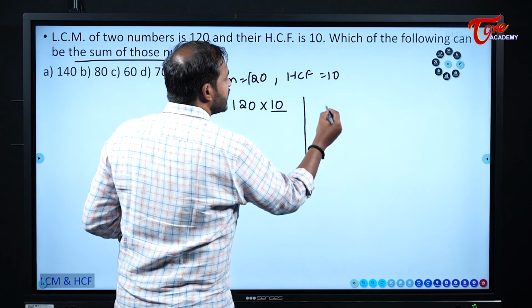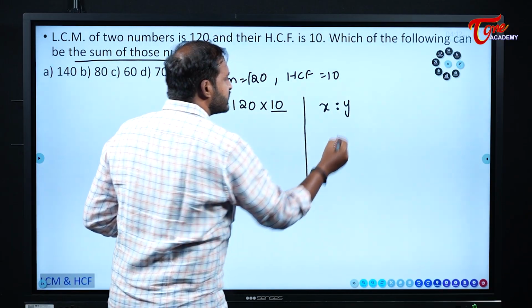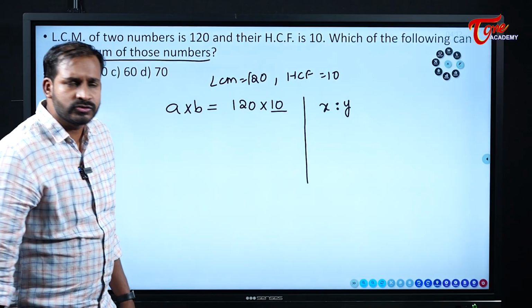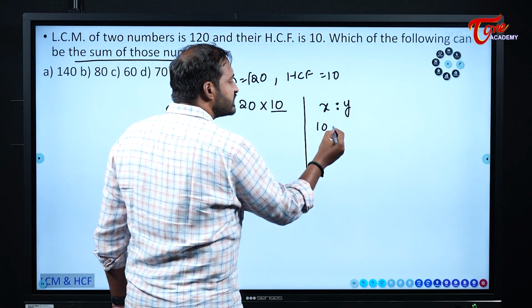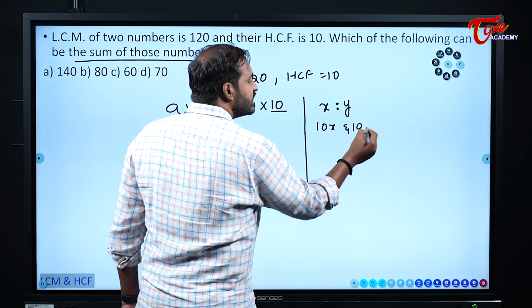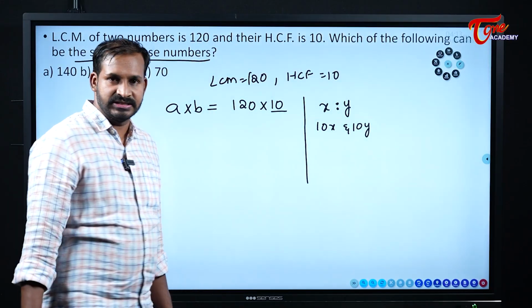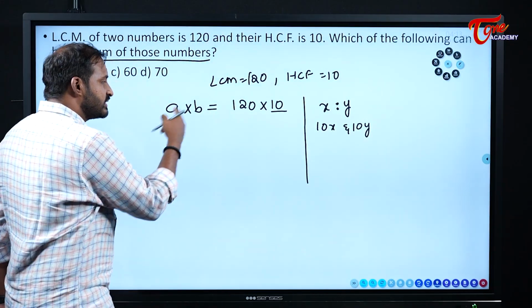Okay, for your better understanding, I will take the two numbers in the ratio of x is to y. Then what about those two numbers? I can take those two numbers as 10x and 10y, right? The reason is their HCF is 10, which is given in the question itself. So I will substitute the same thing here.